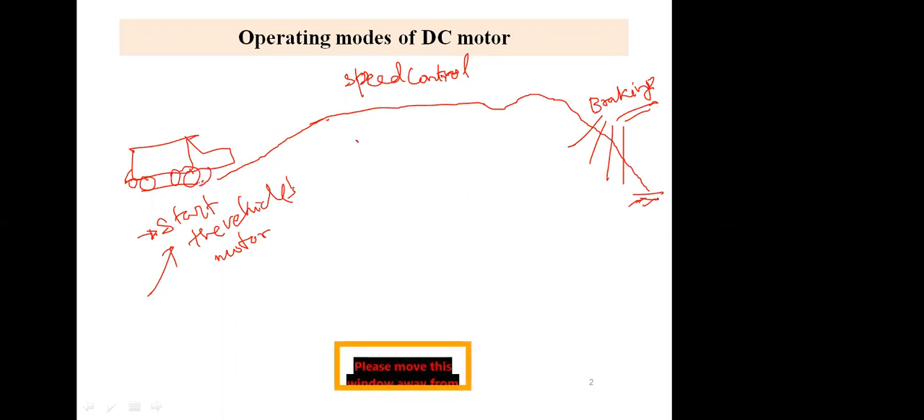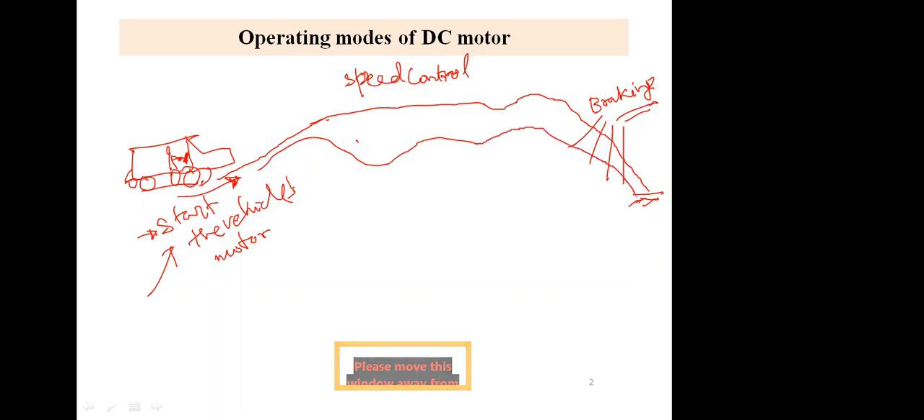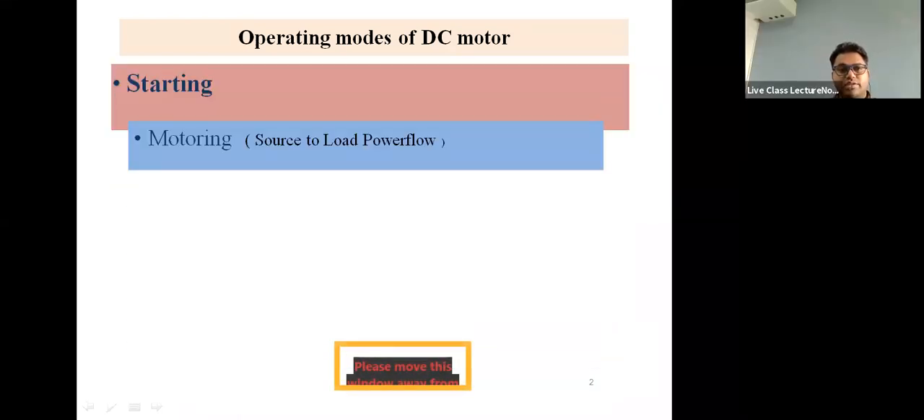Yes, sir. So just consider yourself sitting in the vehicle, and you start the engine, start the DC motor, have speed control up and down, and then you will finally brake, right? So let's begin the journey. So starting, then motoring.